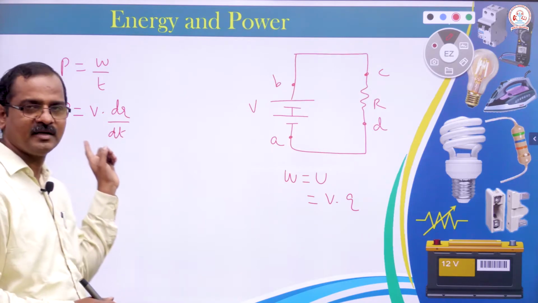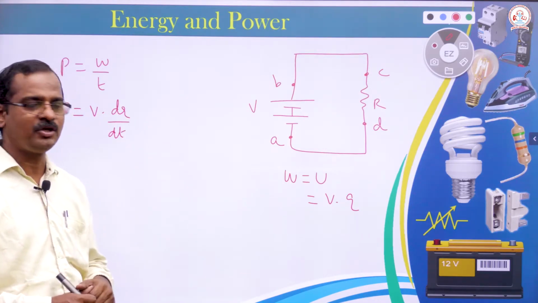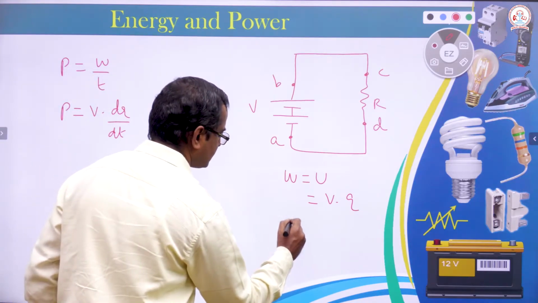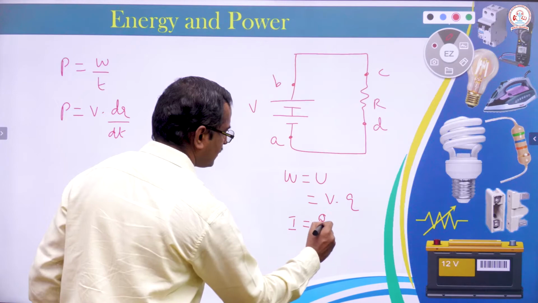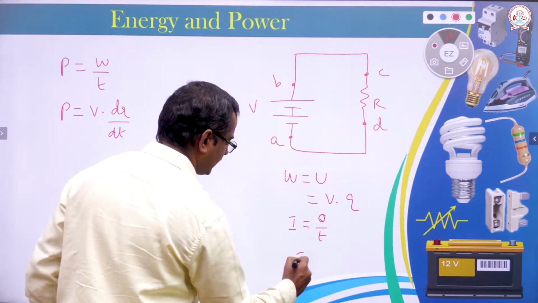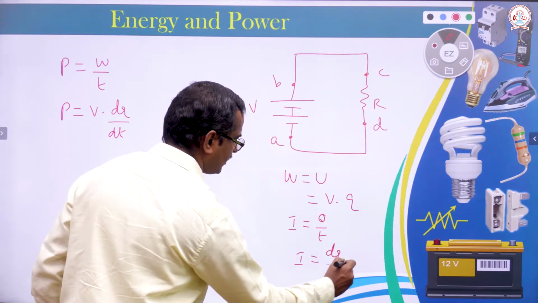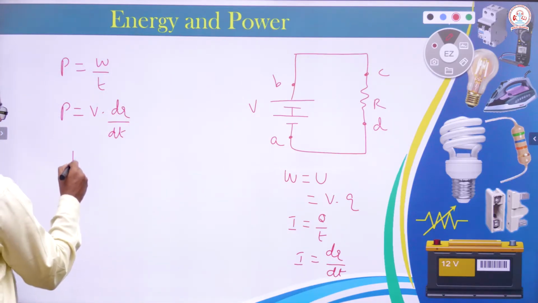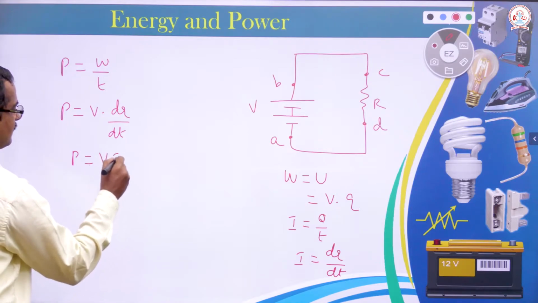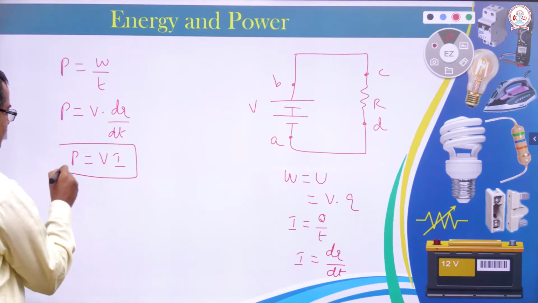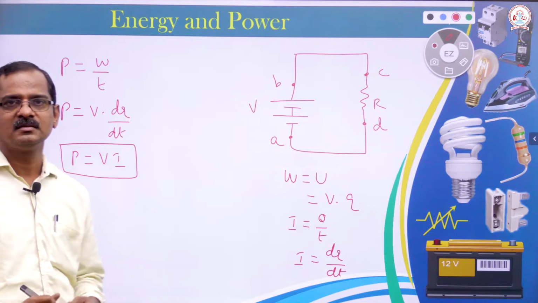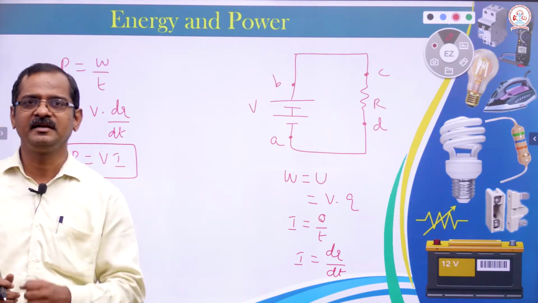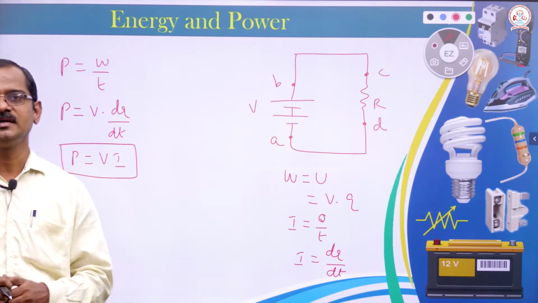Actually here we are taking it as dQ by dt. Current I is equal to Q by t, isn't it? Here we are taking I as dQ by dt. Then power is equal to voltage into current. We can write that the power dissipated, or the power energy gained, is power equal to voltage into current.